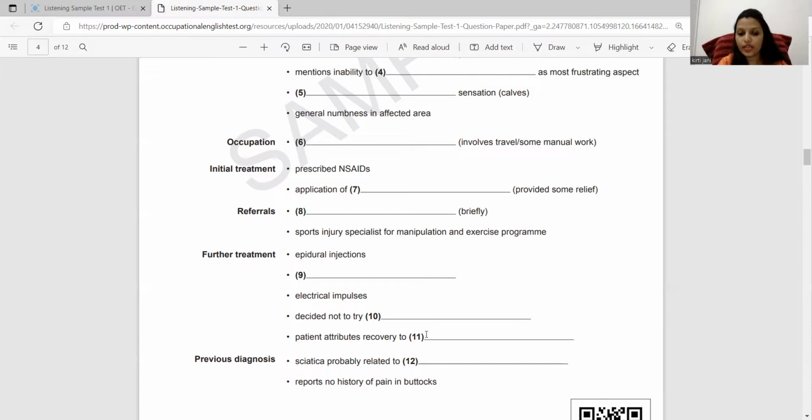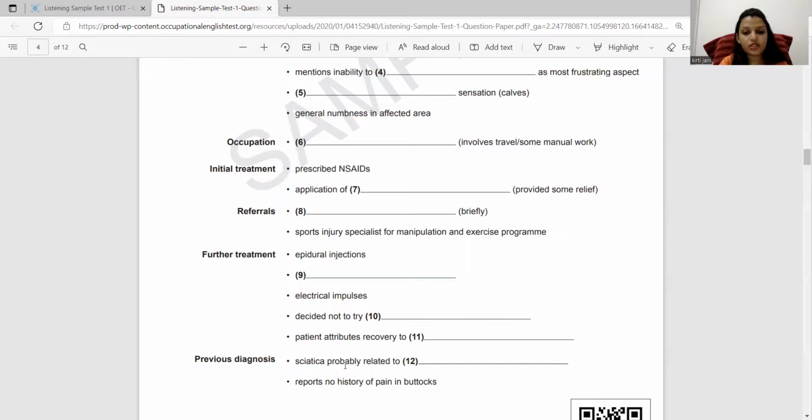Now, what kind of word can be suitable here? Like not to try something, some treatment. Patient attributes recovery to what? So based on the patient's perspective, the recovery is associated with what? As a result of what? Okay. So here the meaning of "to" is "as a result of." According to the patient, recovery is because of what?